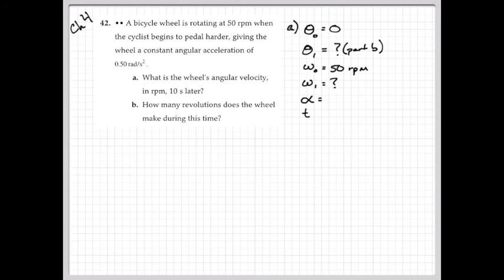The angular acceleration was 0.5 radians per second squared. And then time was 10 seconds. Okay, so if we're going to solve for the final angular speed, we again go to our kinematic equations and we pick the one that fits. But before we do that, we've got to get rid of the RPM. We've got to convert that into radians per second.